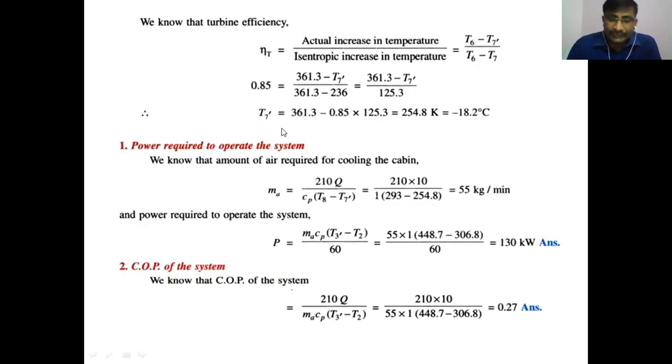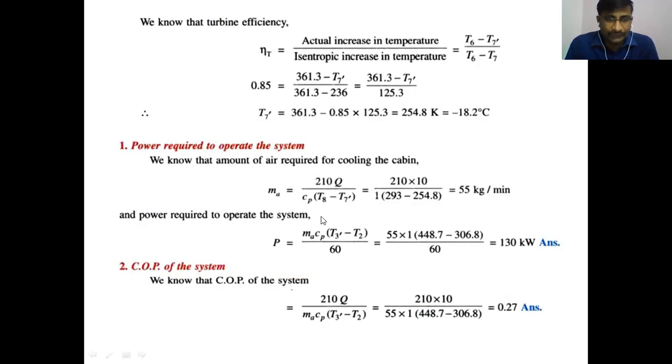So after getting the temperature at each point of the cycle, we go for parameter calculation. What are the parameters we are asked in the problem? That is the power required to operate the system and COP of the system. These are the two parameters asked in the problem to find. We know the amount of air required for cooling of the cabin.